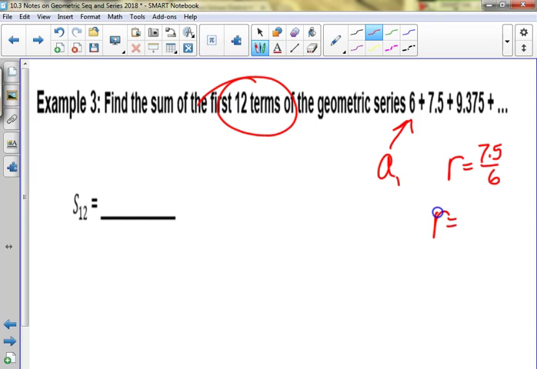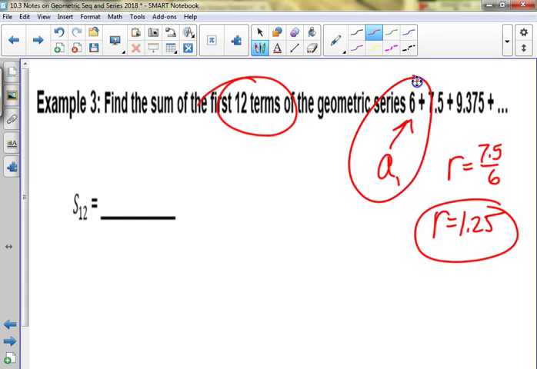Anybody getting r is 1.25? You could try 9.375 divided by 7.5 to make sure it's working. All right, if we know the first term is 6 and r is 1.25, to find the sum of 12 terms, what does that mean? What's 12 in our formula? This would be the n.